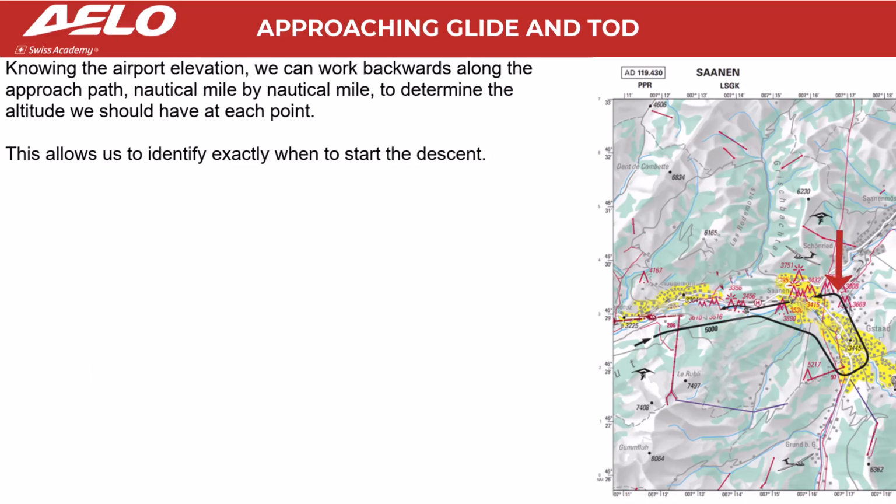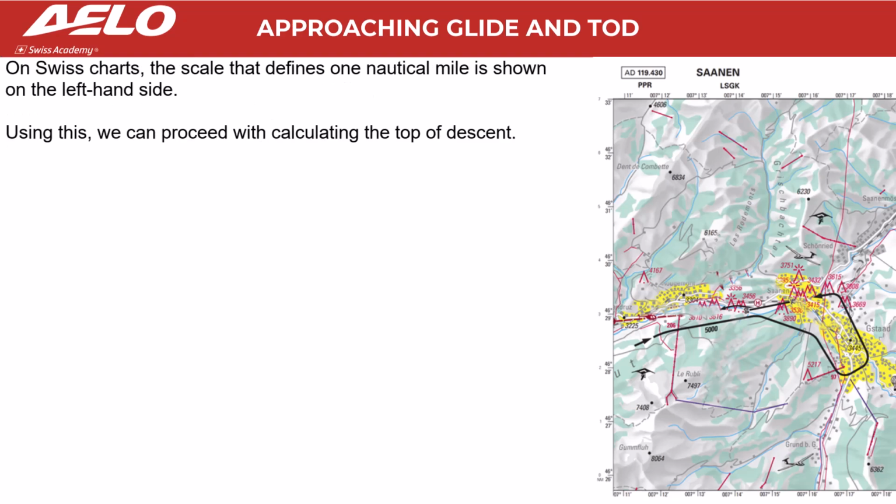Knowing the airport elevation, we can work backwards along the approach path, nautical mile by nautical mile, to determine the altitude we should have at each point. This allows us to identify exactly when to start the descent. On Swiss charts, the scale that defines 1 nautical mile is shown on the left-hand side. Using this, we can proceed with calculating the top of descent.